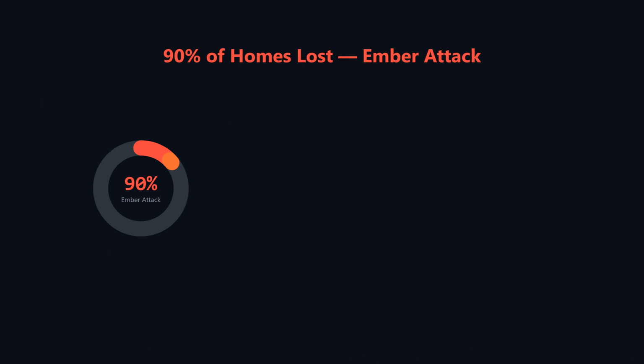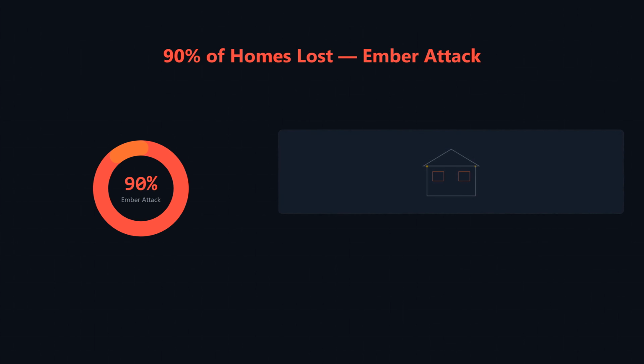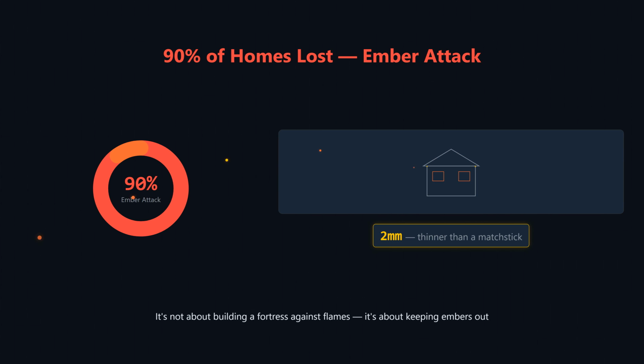Before we go further, you need to understand something that changes how you think about every BAL level. 90% of homes lost in Australian bushfires are destroyed by ember attack, not direct flame contact. Embers from burning eucalyptus bark can travel several kilometers ahead of the fire front. They land on your roof, in your gutters, through gaps in your walls.